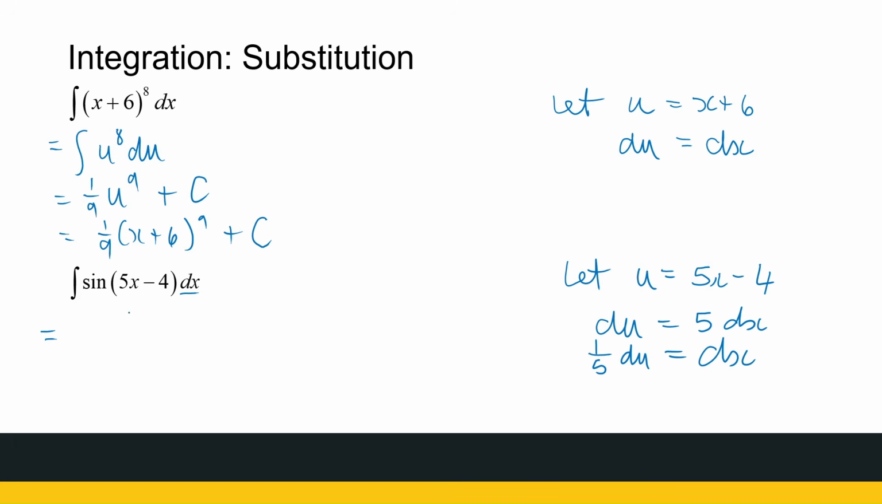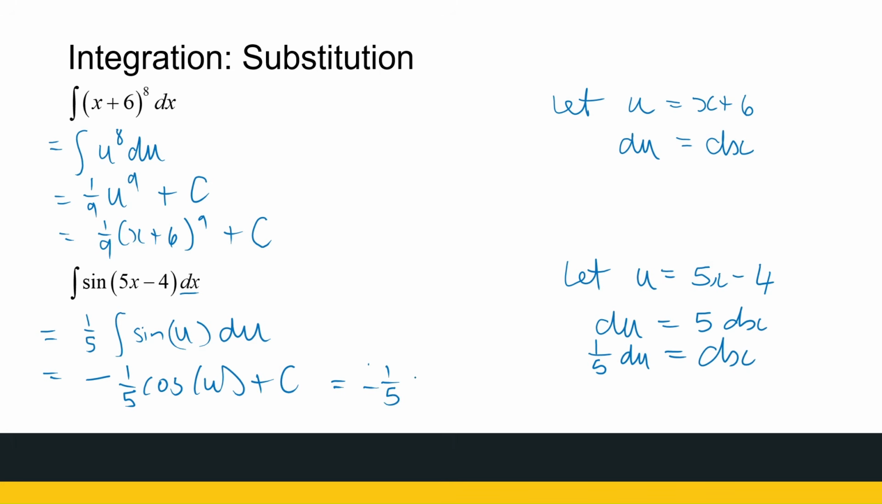Now that 1 over 5 I can bring straight to the front. That's 1 over 5, the integral of sine u du. And the antiderivative of sine, is it cos or minus cos? Remember to check the signs. The derivative of cos is minus sine, so the derivative of minus cos is sine. So it's minus 1 over 5 cos of u plus c. Always take it back to the variable we started with. So that's minus 1 over 5 cos of 5x minus 4 plus c.